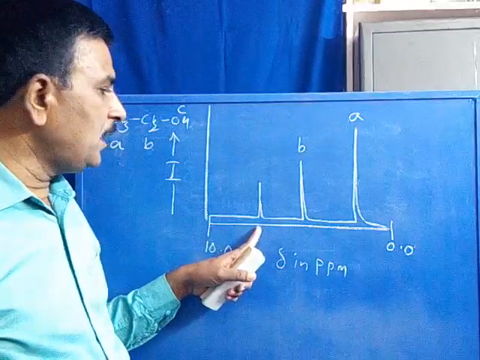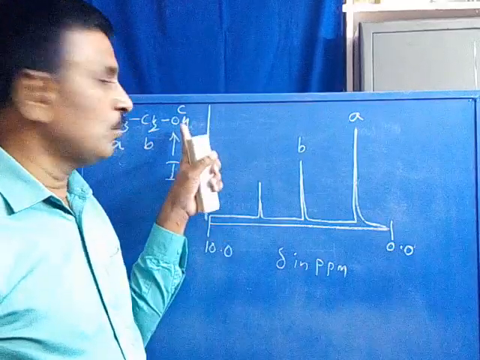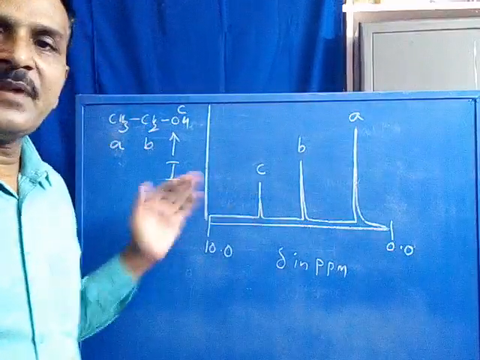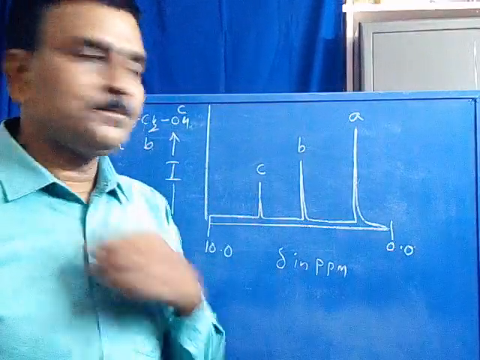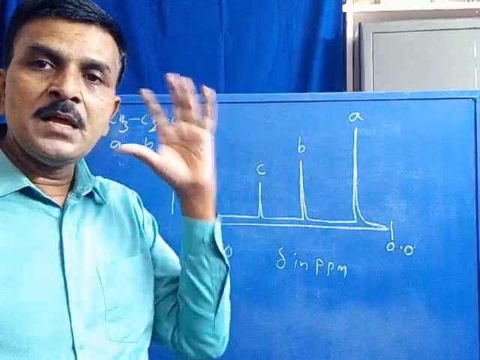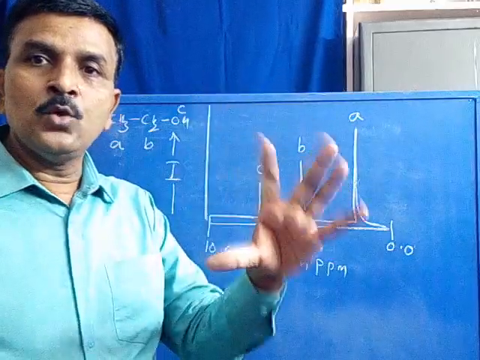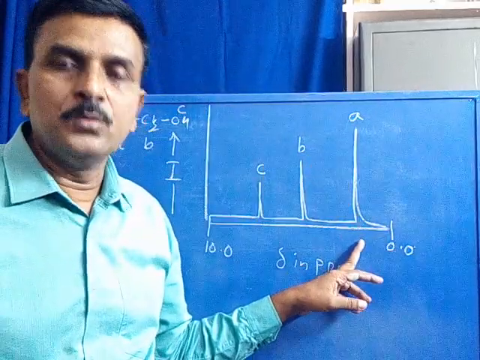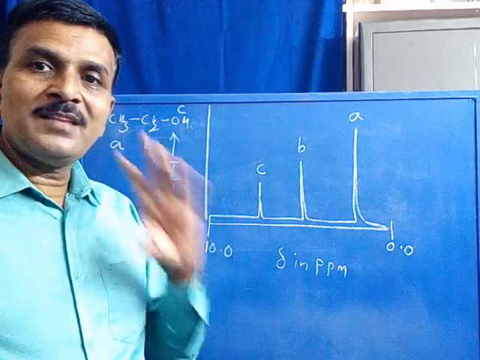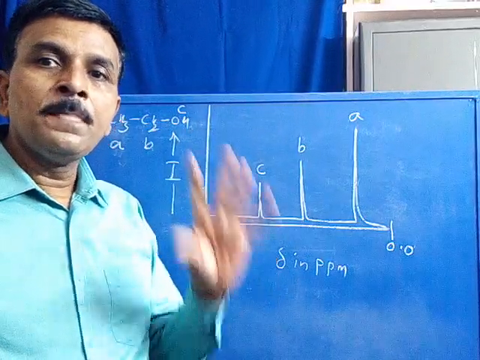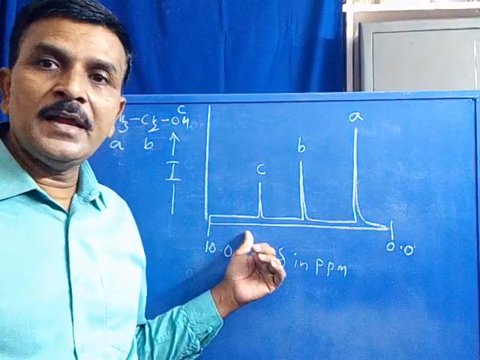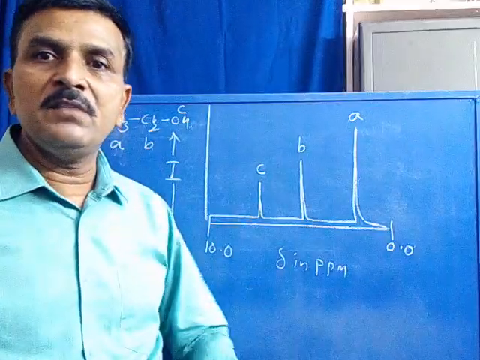Now the third signal at higher delta value belongs to the OH proton, say the C proton. So this is about the presentation of the proton NMR spectrum. Protons with more electron density require more energy and absorb high frequency; those signals appear at lower delta value. Whereas protons with the least electron density require less energy for their spin transition, hence absorb lower frequency. Therefore, the signals are observed at high delta value, where delta is inversely proportional.